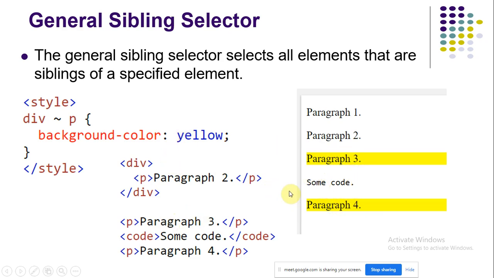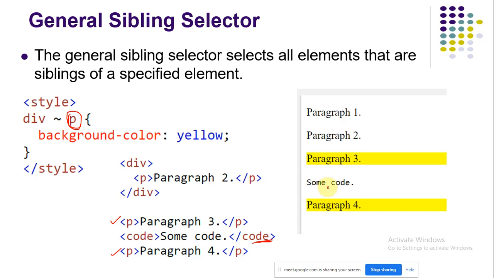But here this sum code, right? I have written it as text called sum code. That is not affected. Why? Read this. General sibling selector selects all the elements that are siblings of a specified element. So when I use div tilde paragraph, it is selecting paragraph 3 and paragraph 4. But this sum code is not selected, right? Even though the code element is a sibling, it is not selected. Why? The reason is we are selecting only paragraph tags, which are paragraph 3 and paragraph 4. This is not a paragraph element. Okay, so that's why that is not selected.